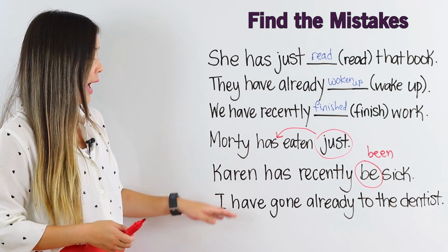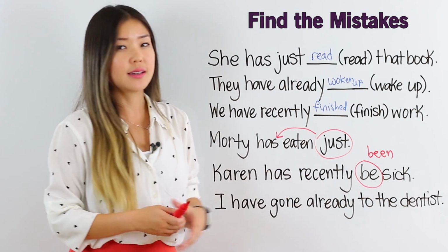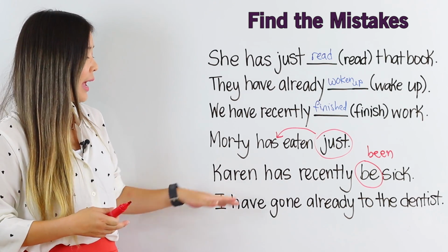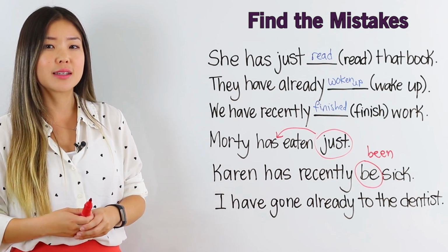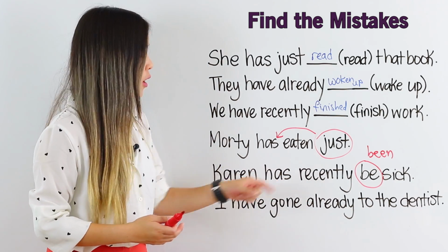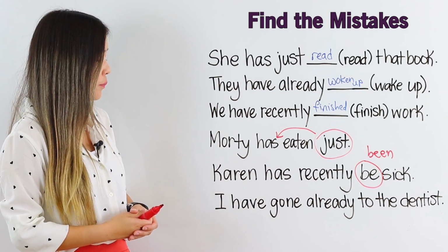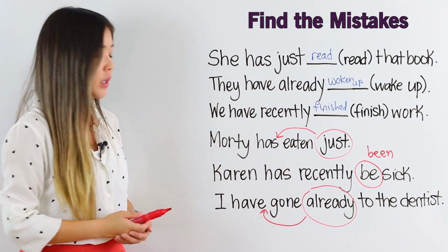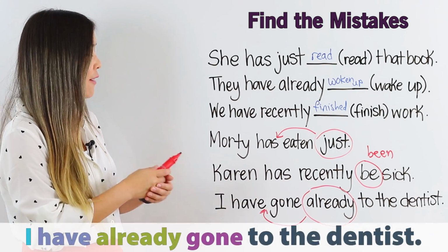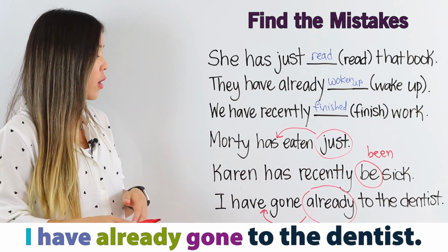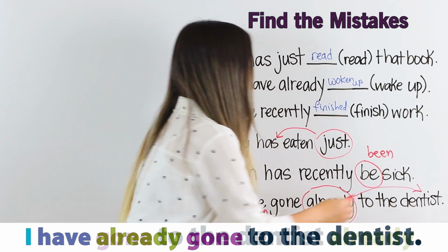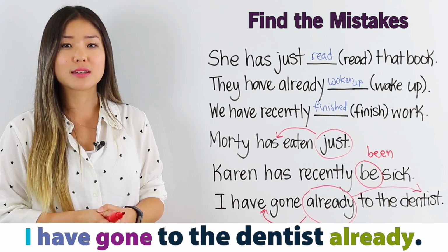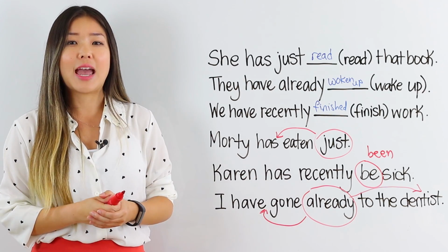And finally, I have gone already to the dentist. This is similar to another question we looked at just before. I have gone already to the dentist. The placement of already is a little awkward. So we can say, I have already gone. So we can put already before the verb, I have already gone to the dentist. Or we can put this at the end. I have gone to the dentist already. Both of those are correct. Now, good job. That is the end of the checkup.